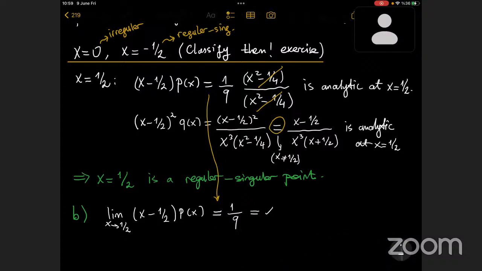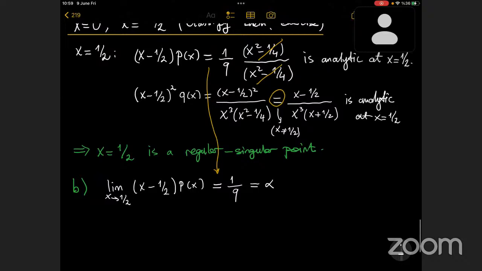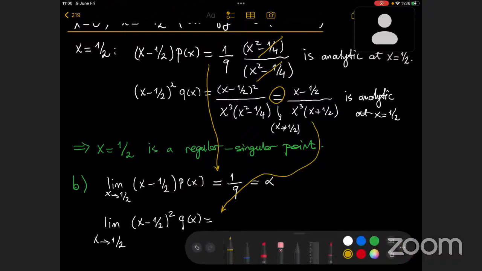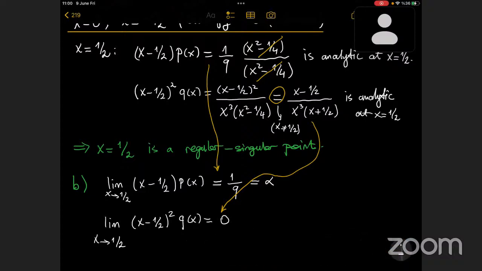So we call this alpha, and we check the other limit as x goes to 1/2 of x minus 1 over 2 squared times q of x. And now we use this function here, okay? So as x goes to 1/2, it's going to be 0, right? Yeah. It's going to be 0, and we call this beta, okay?